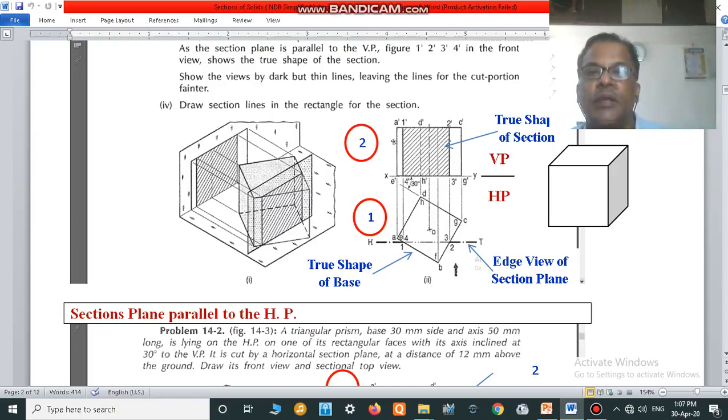Then take the point A here as A dash, C here as C dash, B here as B dash, D here as D dash at the top. While taking this, this is the side of the cube again. All these 4 points are already taken here: E, F, G, H, the bottom points. Top points A, B, C, D you can take here and complete this view in the front view.